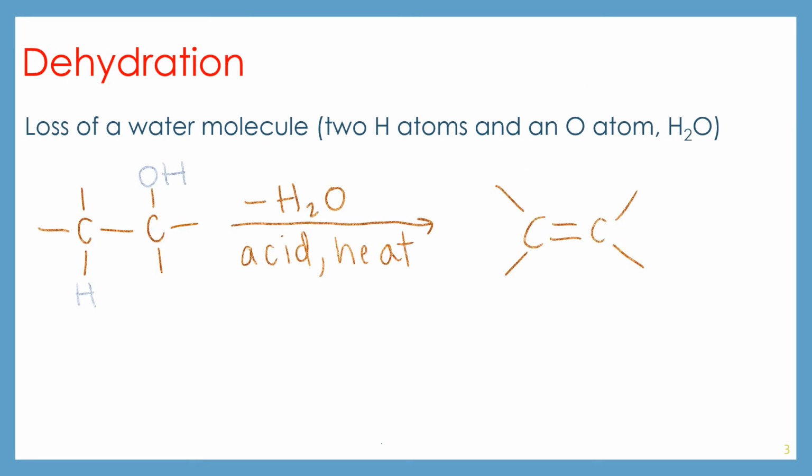So let's look at dehydration first. This is the loss of a water molecule. That's two hydrogen atoms and an oxygen atom. Notice our water molecule is actually spread out across the molecule. It's not losing water all at once exactly, although this is acid catalyzed, and so it does kind of look like that.